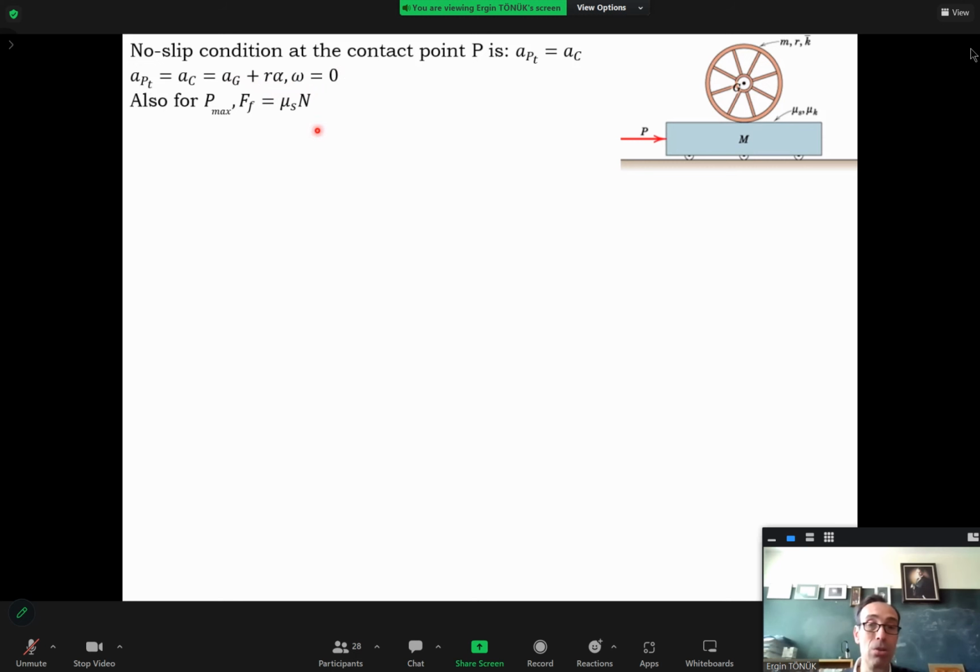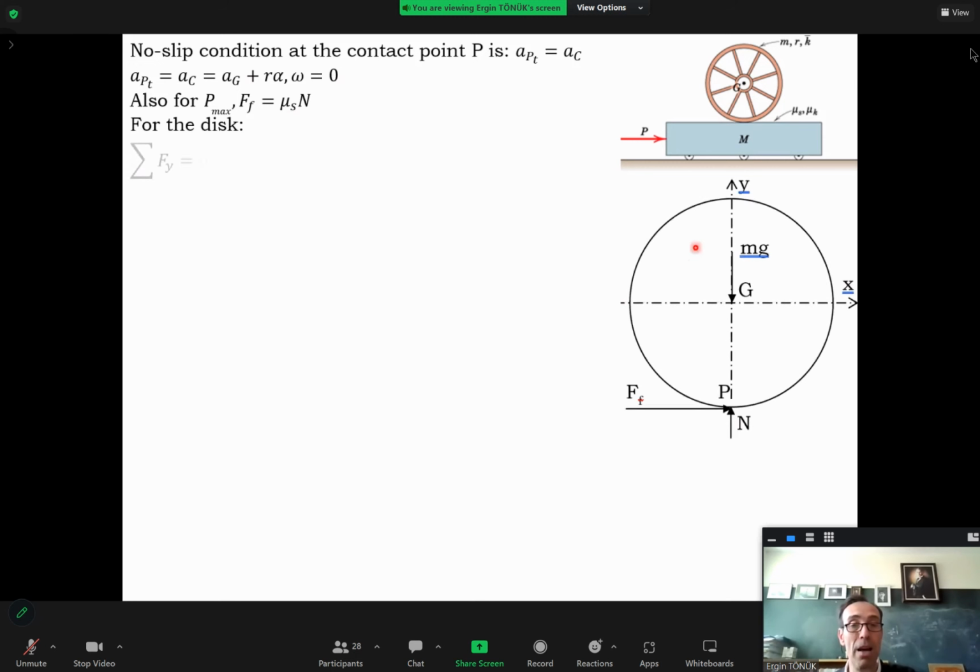And also, for this P to be maximum, we will have the friction force at its maximum value, mu s times n. So keeping these in mind, I can draw the free body diagram of the wheel. I have the weight mg, I have the contact force n, and since there's no vertical motion, n is going to become mg, am I right? That's trivial.